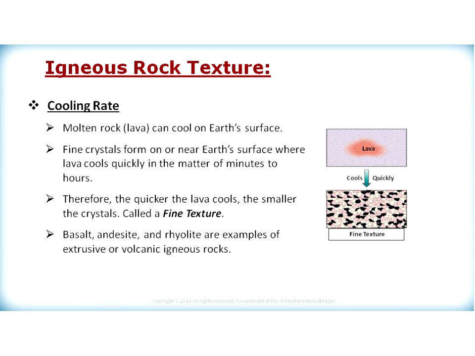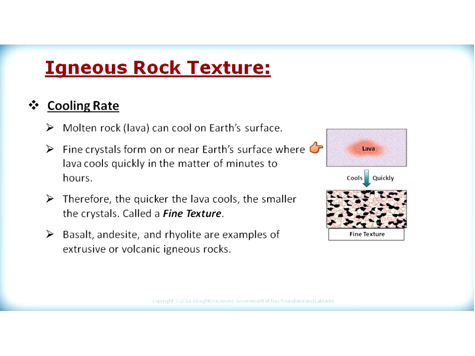Also, when we look at the cooling rate in a volcanic environment, molten rock called lava can cool on the Earth's surface. The fine crystals form on or near the Earth's surface where lava cools quickly, in a matter of minutes to hours. Therefore, the quicker the lava cools, the smaller the crystals. We call this a fine texture. Some examples of igneous rocks which exhibit fine texture are basalt, andesite, and rhyolite. And these 3 rocks form in an extrusive or volcanic environment.